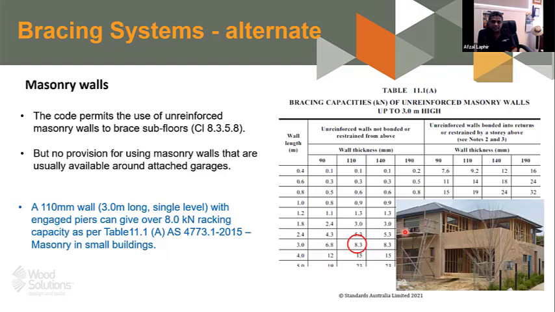So for example, if you look at the capacities in N3 wind, say a 6 meter wide garage in a single story structure would attract approximately 8 kilonewtons in that direction, which is the racking force. Now this can be satisfied by a 3 meter length masonry wall, 110 wide, with engaged piers. Even without restraint from above, and this one will have some restraint from the garage, it can handle 8.3 kilonewtons, which means it can easily satisfy wind up to N3. And as I said earlier, it gives you a free hit.